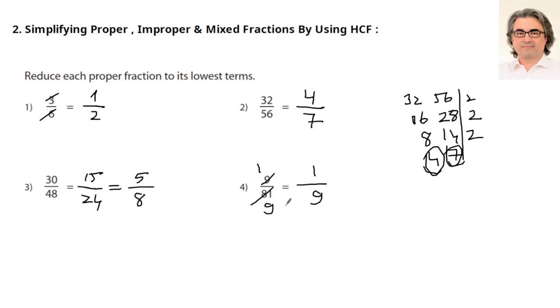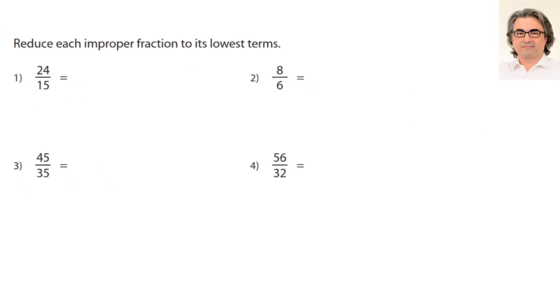Okay, so we will always use the highest common factor to make simplifications on fractions. Reduce each improper fraction to its lowest term. We know the meaning of this question now. Please don't forget it. Okay.